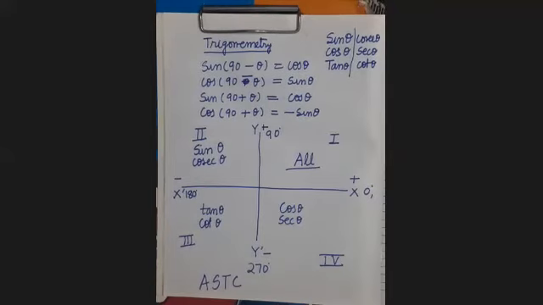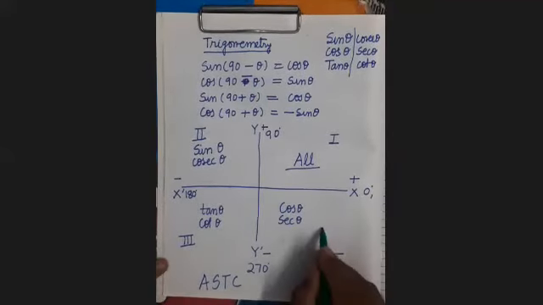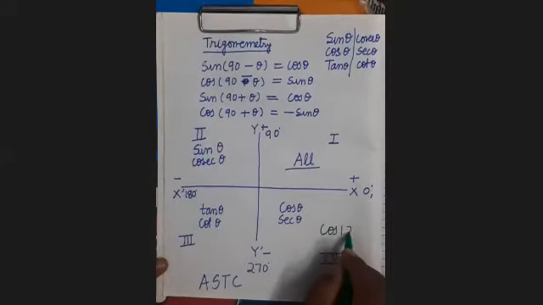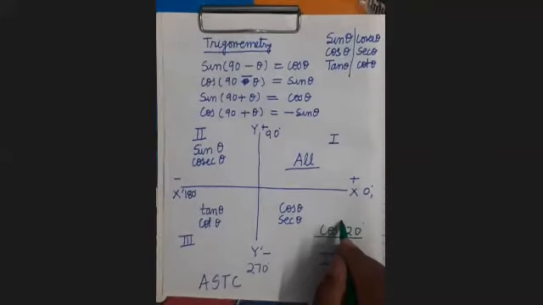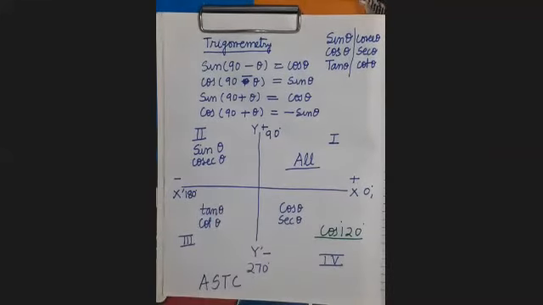Now I am asking one question. Cos 120 degree, whether its value will be positive or negative. Negative. Why will it be negative? Because this angle comes in which quadrant? In the second quadrant. That's why it is negative.